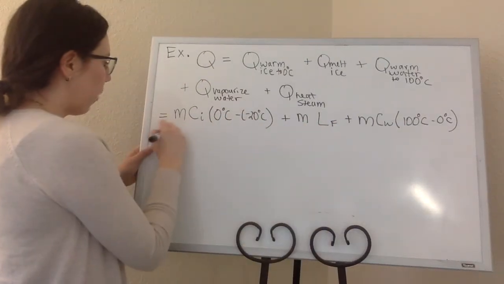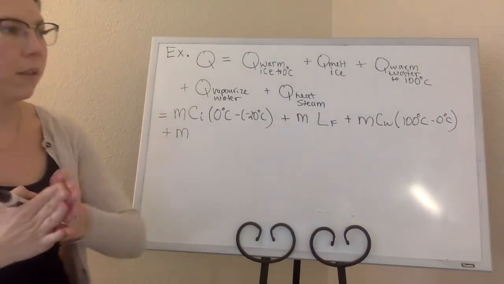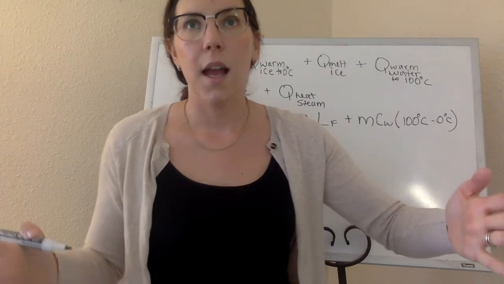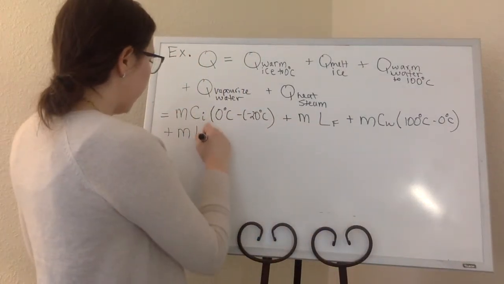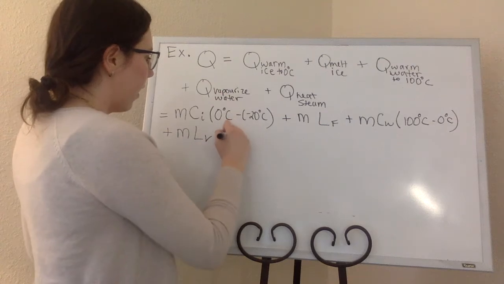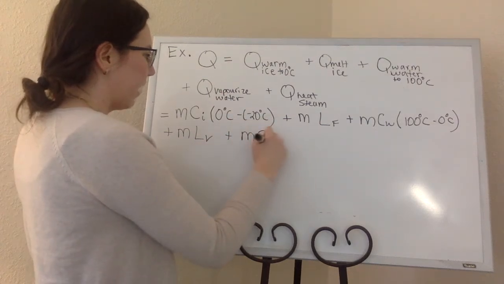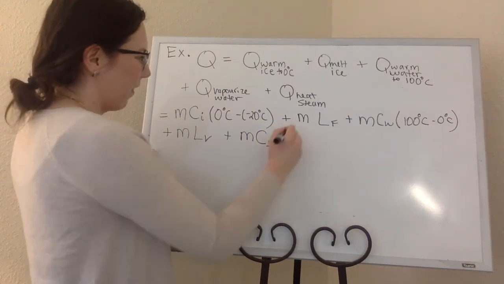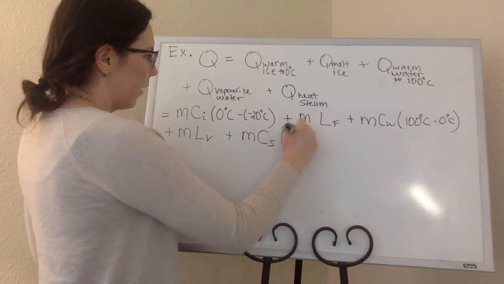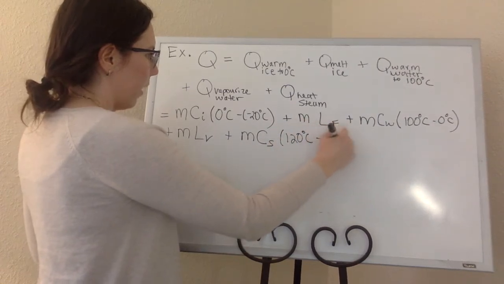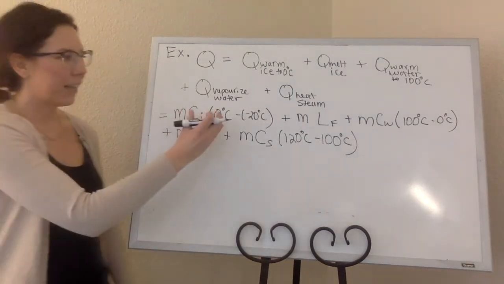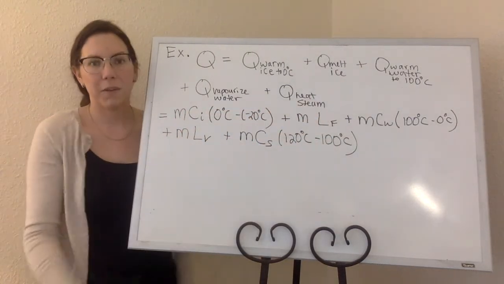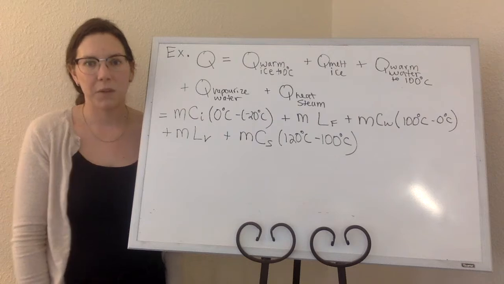Now vaporizing the water, again, requires energy, still going up on that energy scale, and this time we need the latent heat of vaporization. So plus M L_V, and then finally heating the steam, C_S for C steam, and that's going to 120 degrees from 100. And that's it. You can calculate each of these terms in steps if you like. I did it that way in my lecture notes.